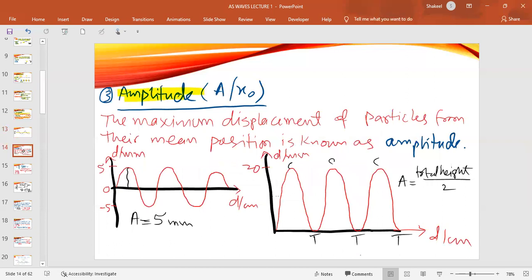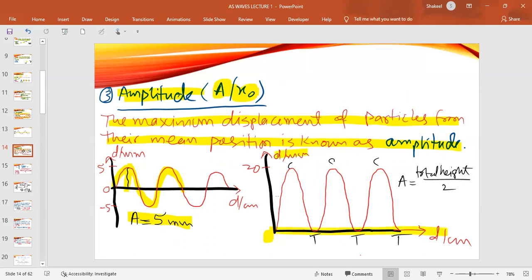Okay, what is the amplitude? It is denoted by A or x naught. The maximum displacement of the particle from its mean position is known as amplitude. In a wave, the amplitude is the vertical height between mean and extreme. In the diagram on your left, the amplitude is 5 millimeter. But in the diagram on your right, it starts from 0, and the x-axis is distance and the y-axis is displacement.